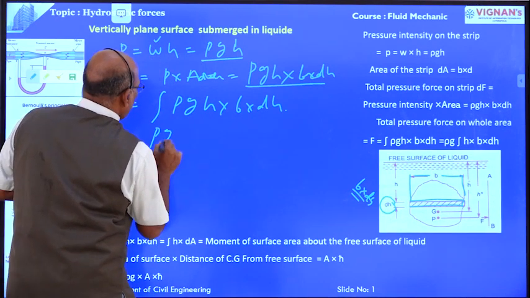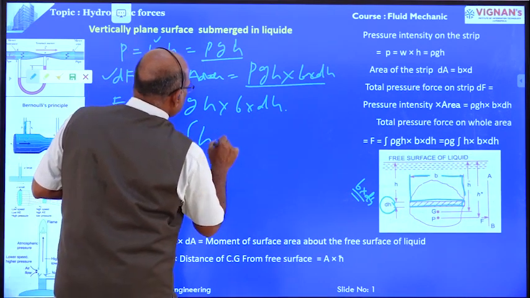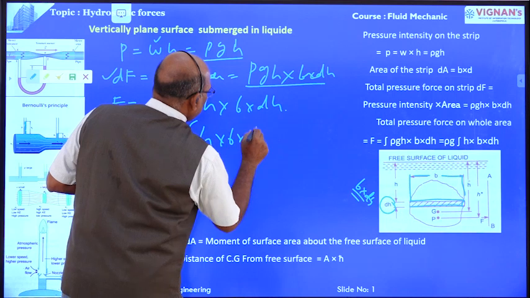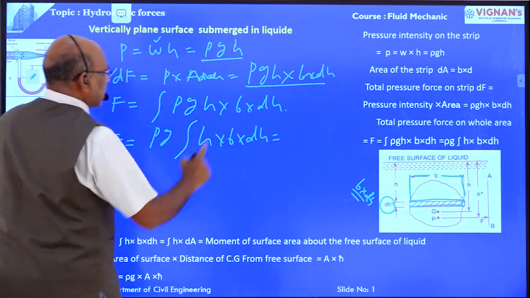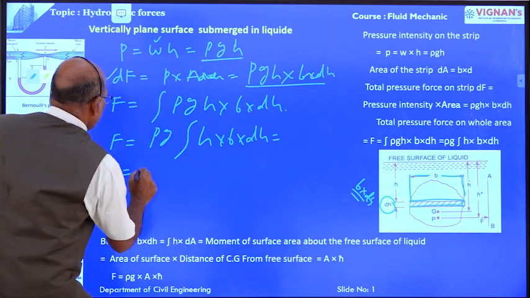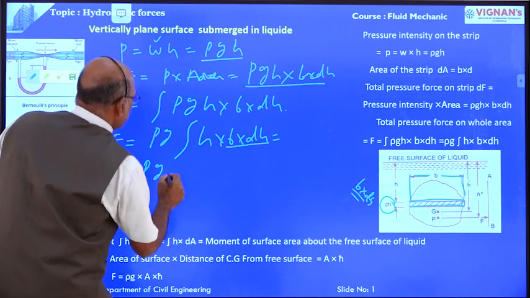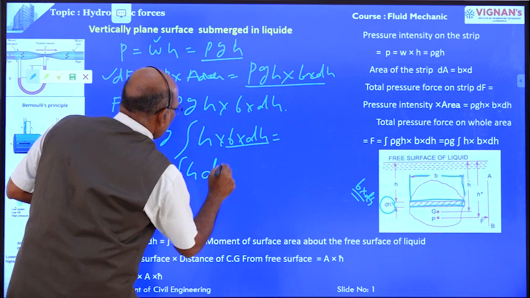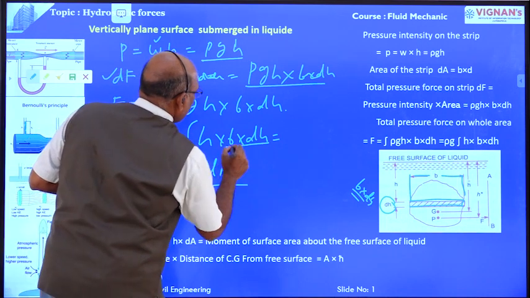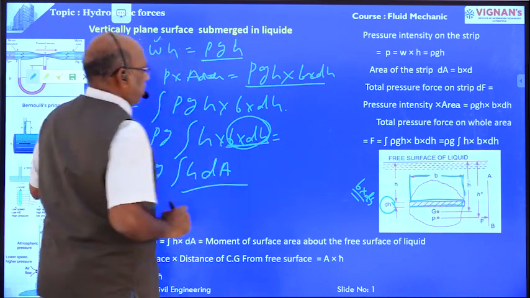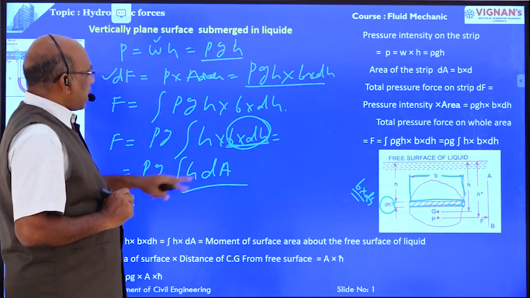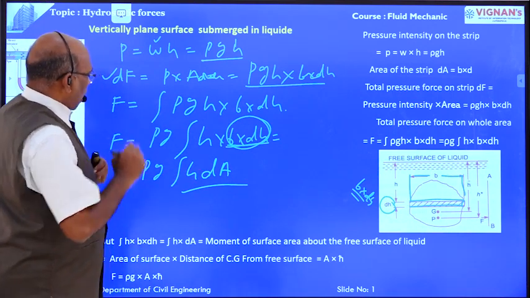Rho G is constant, taken out, then H into B dH. Right? This is equal to rho G integral H dA, since B dH is nothing but the area of the strip, that is dA. Area of the strip. Right?